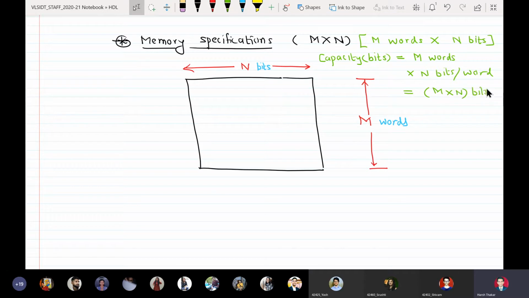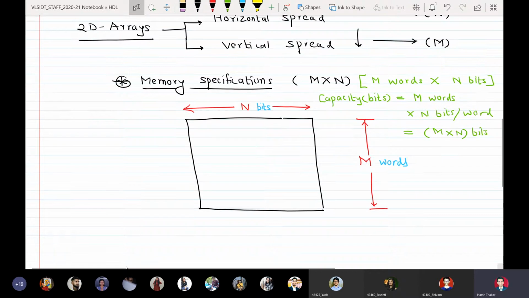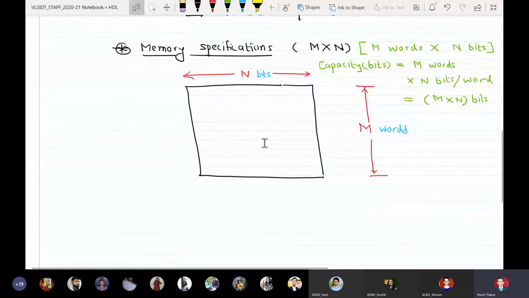m into n bits. Okay, very clear that memories are first and foremost specified as m by n, where m is a number of words and n is a number of bits, and n bits represent the horizontal spread of the memory and m words represent the vertical spread of the memory. The capacity of the memory, that is how many bits it can store, is equal to m words into n bits per word. So the capacity is mn number of bits.